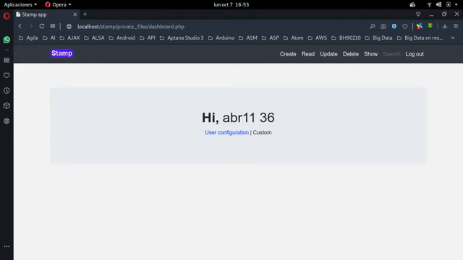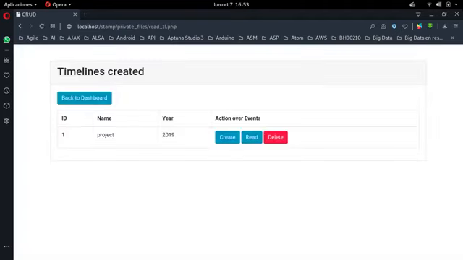CRUD operations over MySQL database. At present, for the moment, this is the first timeline created, named project, with year this year. Okay, we have 3 events.